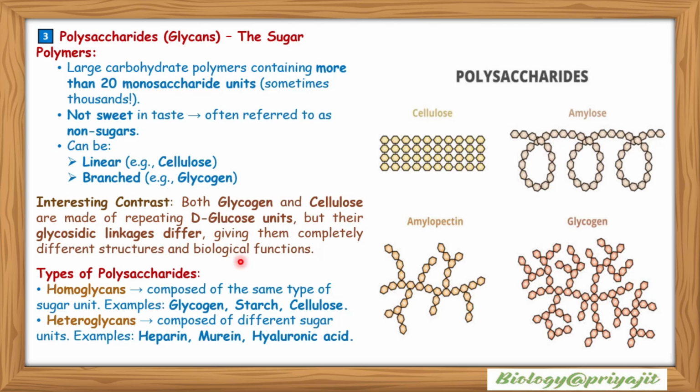Types of polysaccharides: homoglycan and heteroglycan. A homoglycan is composed of the same type of sugar unit, for example glycogen, starch and cellulose. Heteroglycans are composed of different sugar residues. Examples include heparin, murein and hyaluronic acid.